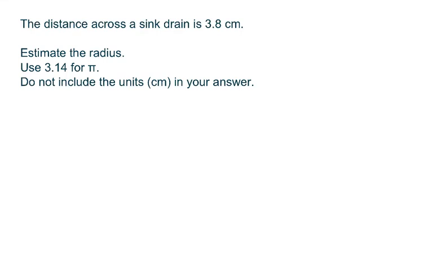The distance across a sink drain is 3.8 centimeters. Estimate the radius. Use 3.14 for pi. Do not include the unit centimeters in your answer. So let's begin by doing a sketch.